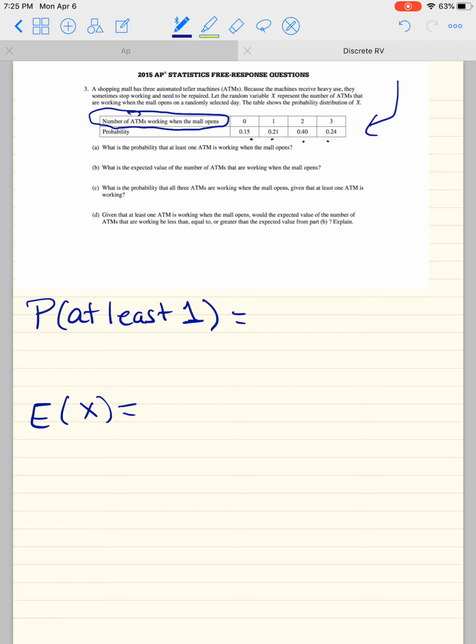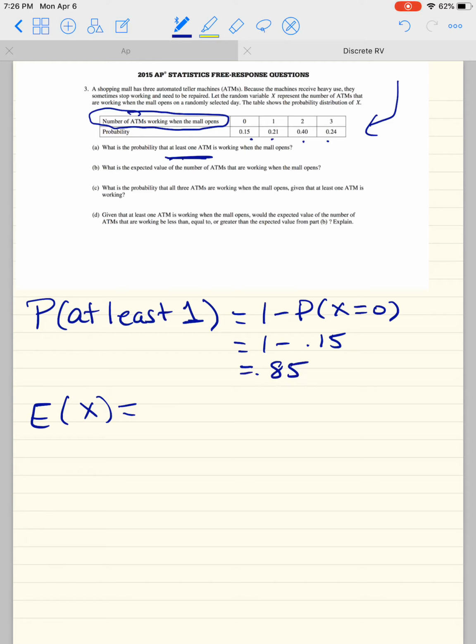So it says, what is the probability that at least one ATM is working when the mall opens? What is the probability at least one? Typically, we think of nCr when we think of at least one, but this is just a basic general question. It's not saying, hey, if we took 3 ATM machines, what's the probability at least one will work? It's just asking you, what is the probability at least one will work? So that's the difference. That's why we're not using the nCr method. So in this case, probability at least one is basically 1 minus the probability of 0 working. And so 1 minus 0.15 is 0.85.